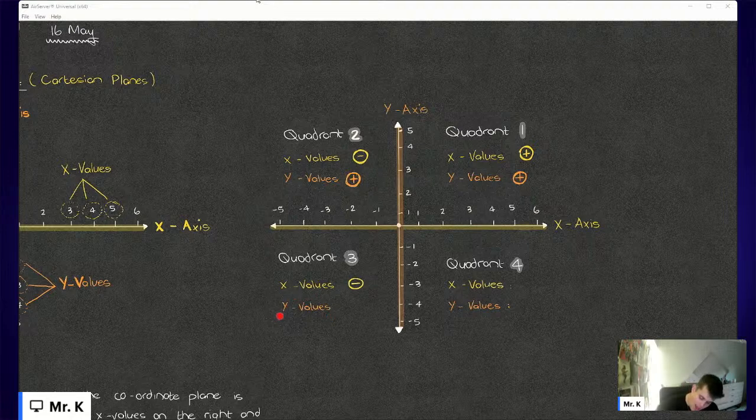Let's look at our y values for quadrant 3. This is quadrant 3 over here. Our y values are always on the y-axis, which goes up and down. Are our y values over here positive or negative, grade 7s? We can see, looking at the numbers where my red dot is, that our y values are also negative here, right?